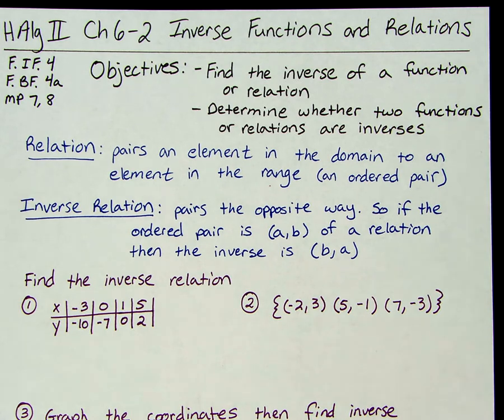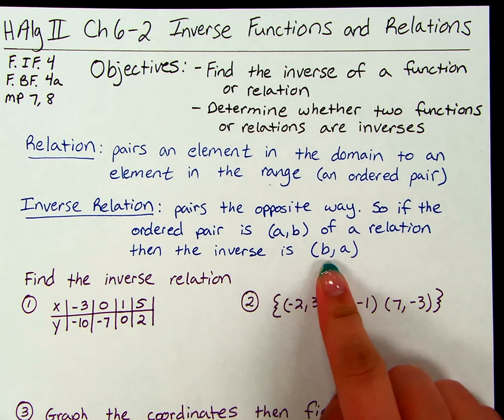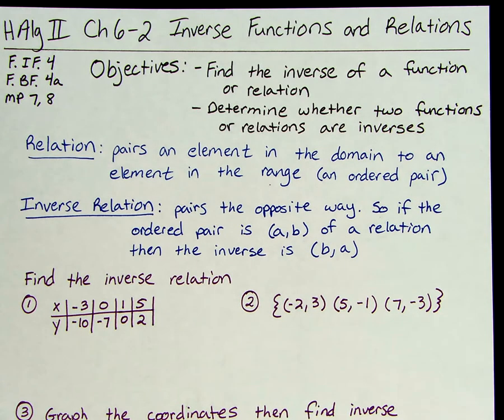To start off with, to review, remember, a relation pairs an element in the domain to an element in the range. So essentially we're talking about some type of ordered pair. The inverse relation of that is just taking whatever pair we have and flipping it around to get the inverse. So if we had the point (a, b), its inverse would be (b, a).